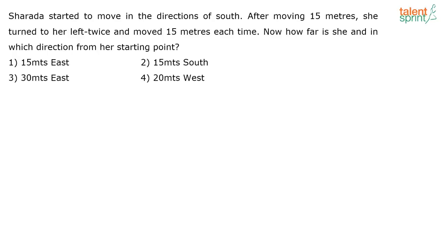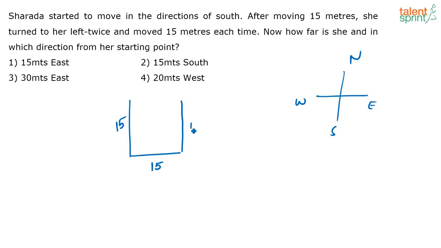Sharda started to move in the direction of south. Okay, so you have north, south, east and west. Sharda started to move in the direction of south. After moving 15 meters, she turned to her left twice and moved 15 meters each time. So she is turning to her left, moving 15 meters, then again turning to her left and moving 15 meters. What is the question? How far is she and in what direction from her starting point?